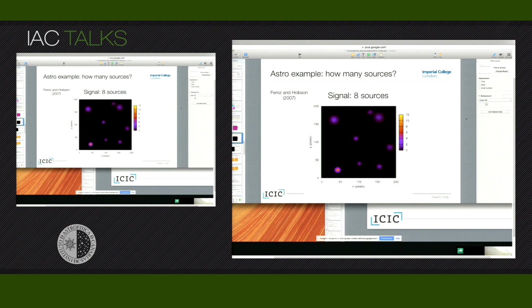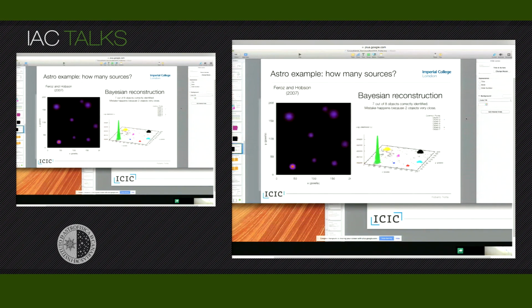So this whole problem is to compare models where you have 0, 1, 2, 3, 4, 5, n sources and decide which one is best. And so that's a problem that is best tackled using Bayesian comparison.